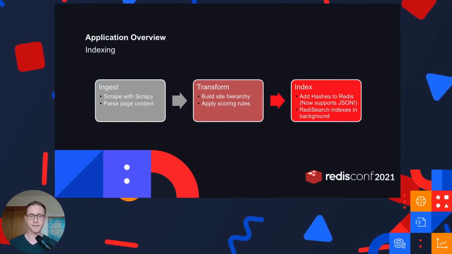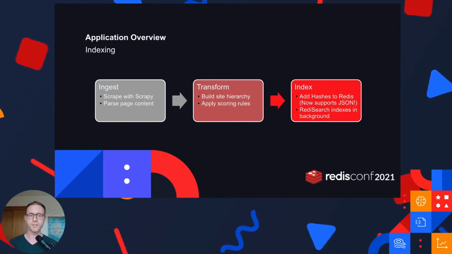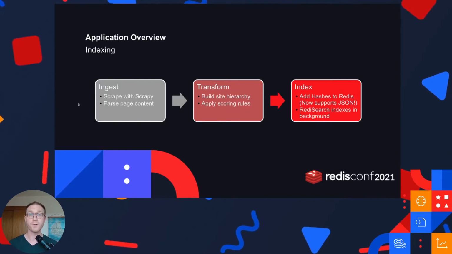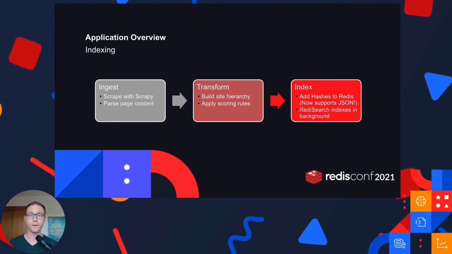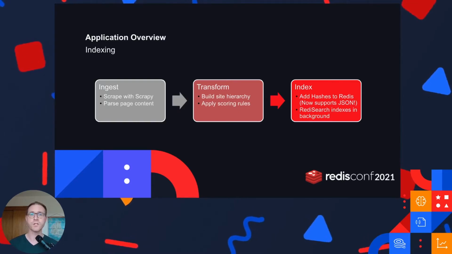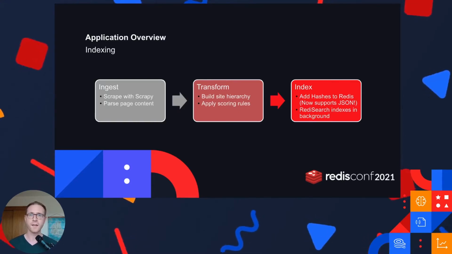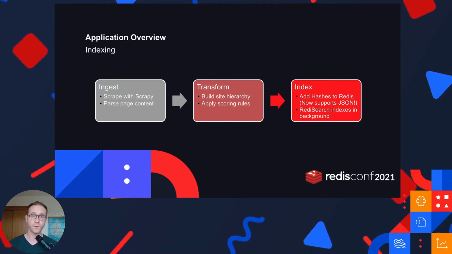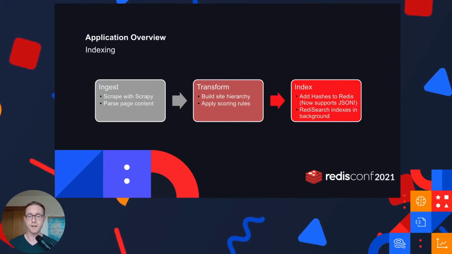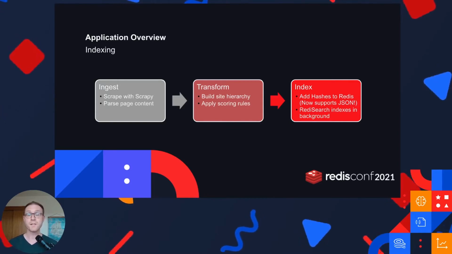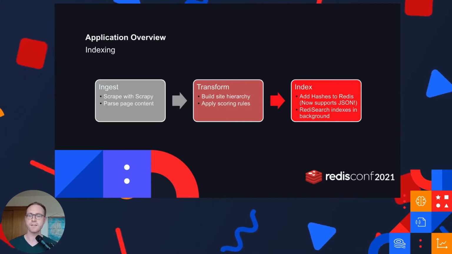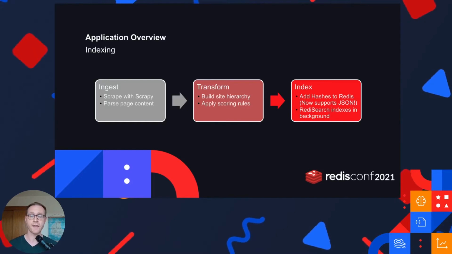So these are the big pieces of the indexing step. This runs on a schedule, and the first step is ingestion. We use Scrapy, which is a popular web scraping framework in the Python language. Scrapy does the initial step: go to every website, get the content from the page, and dump it somewhere. We'll call that ingestion, right? We want to get the page content out.